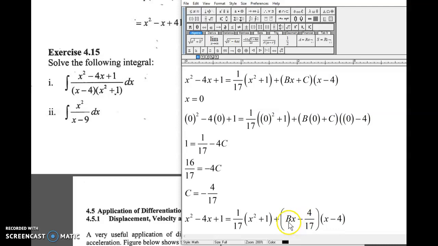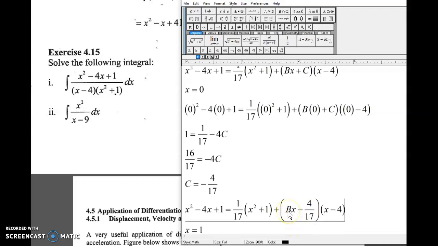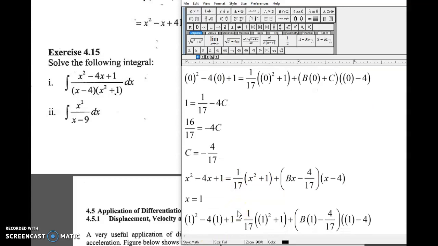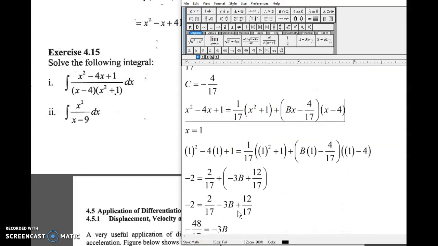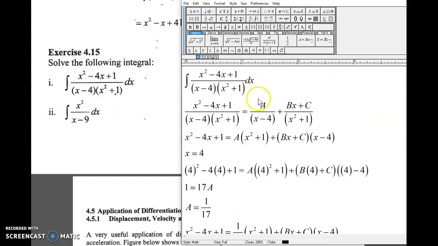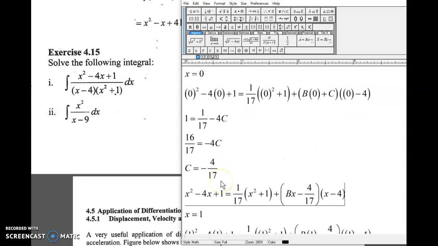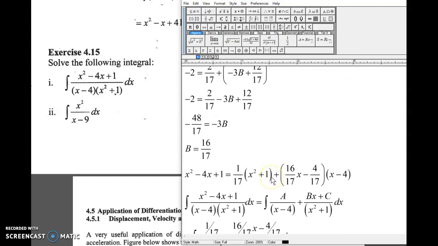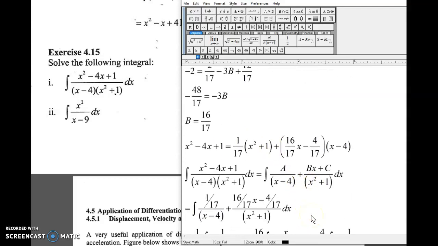Now we only have one unknown value, so what's left is to just substitute x with any value. Well, the easiest will be 1, right? And you should get the value of B. So I get B equal to 16 over 17. So up until this point, we have figured out the A, B, and C that we want. So we should be able to complete our partial fraction function. So this is the partial fraction function.